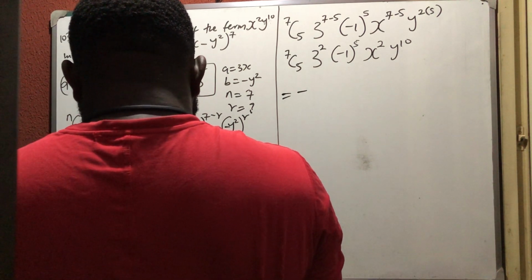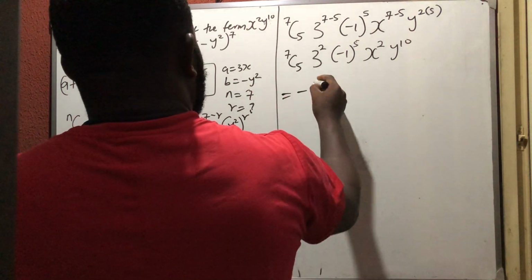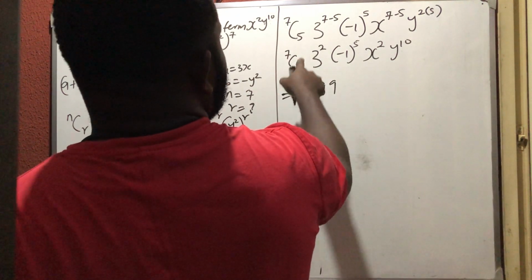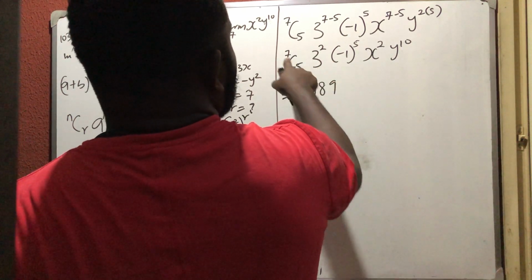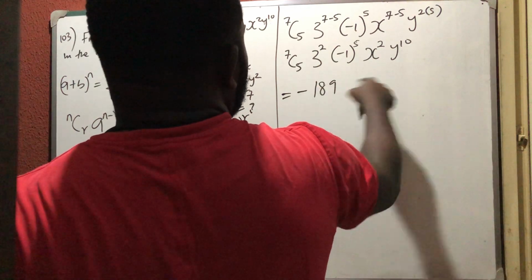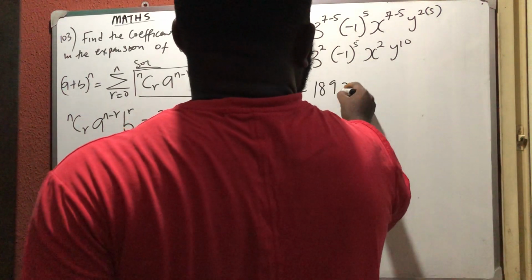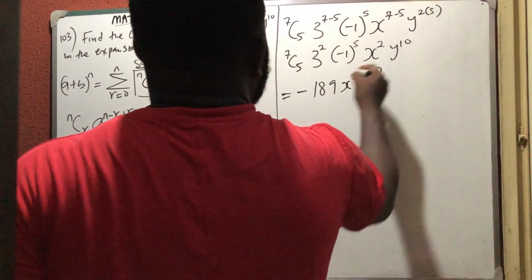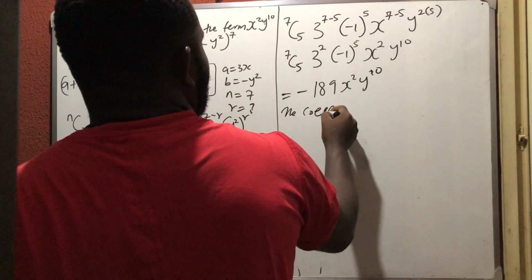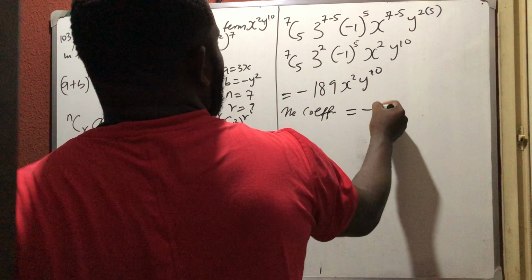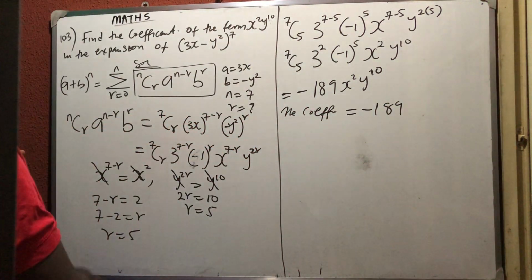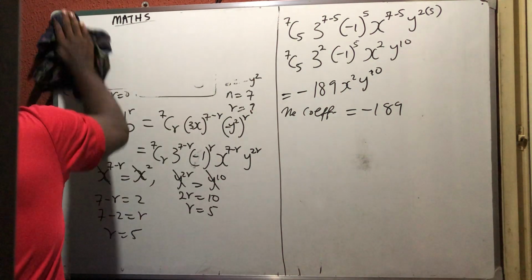So your answer should be minus. So my answer is minus 189. So do all these things: 7 combination 5 times 9, then times minus 1. So you get that. So this is x squared y to the 10. But they are asking us the coefficient. So the coefficient is equal to minus 189. As simple as that. Okay, so let's go to the next question.